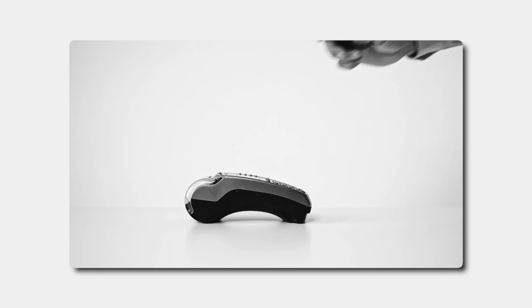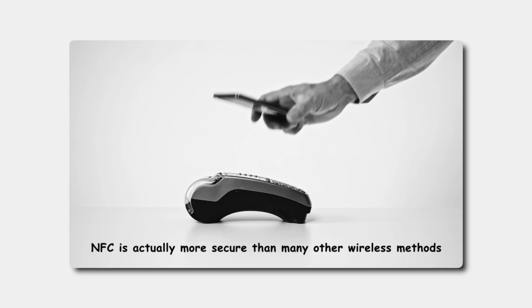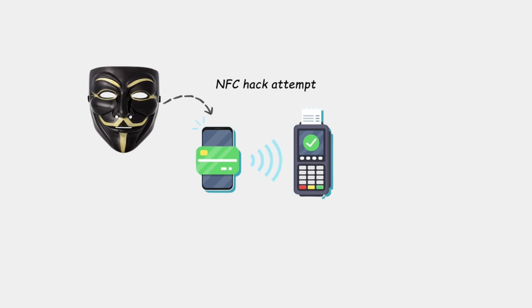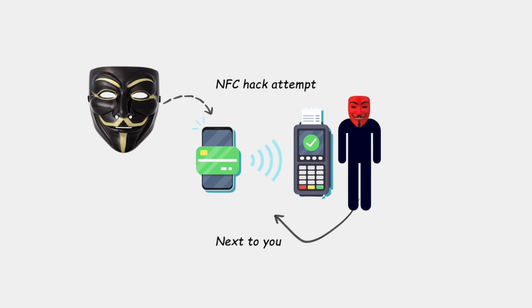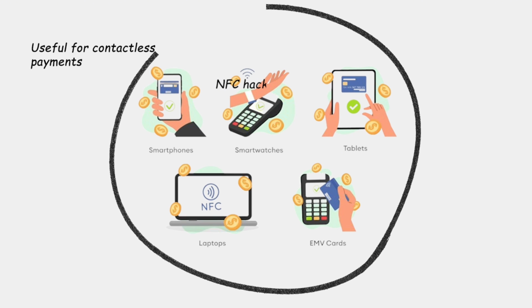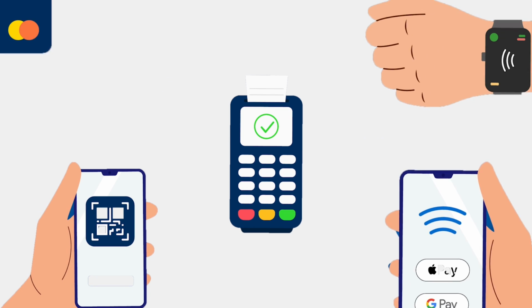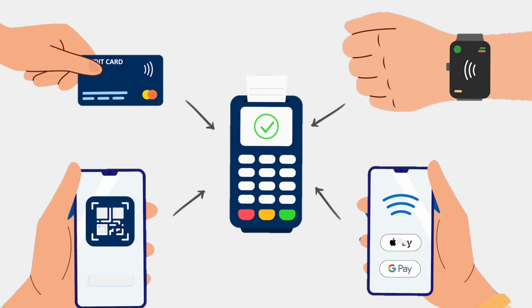Because it's so short range, NFC is actually more secure than many other wireless methods. Someone trying to intercept an NFC transaction would have to be standing uncomfortably close, like right next to you. That makes it useful for contactless payments, digital ID cards, and secure authentication.